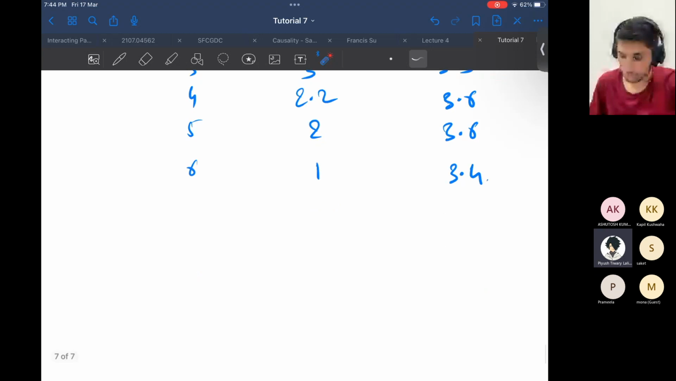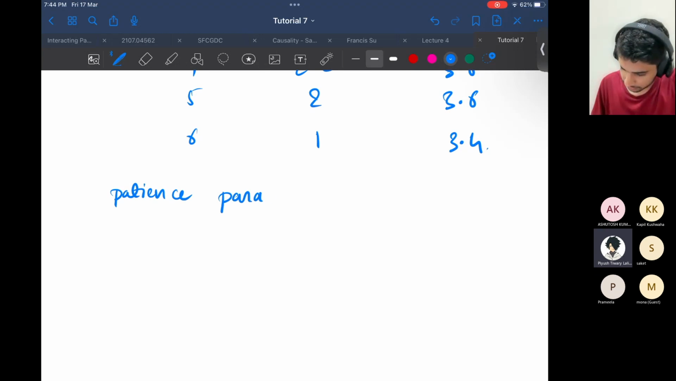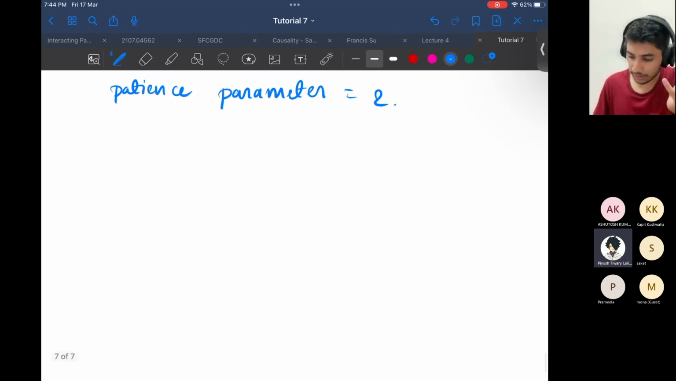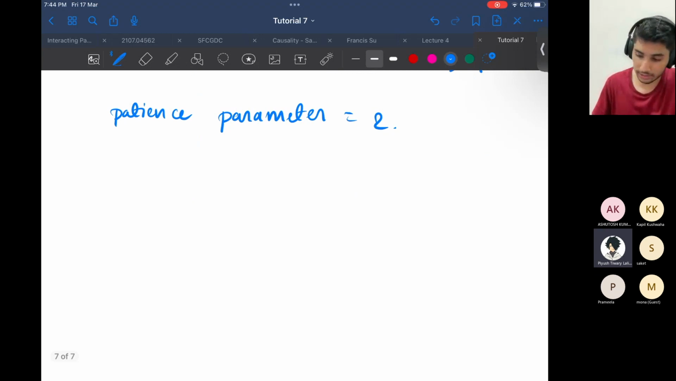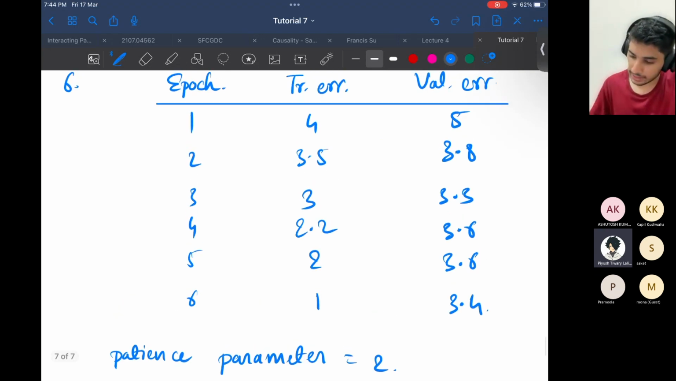Apart from this, what is given to us, as Mona pointed out, is a patience parameter, which is given to be 2. There is a regularization strategy called early stopping. How does early stopping work? What it does is that it keeps track of your validation error.